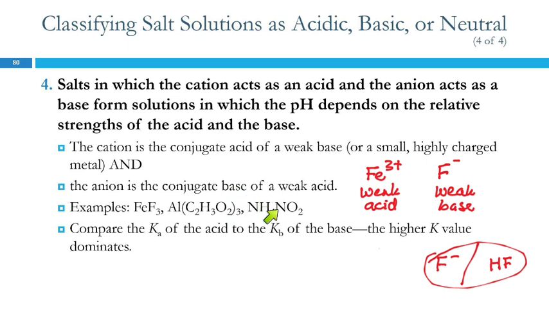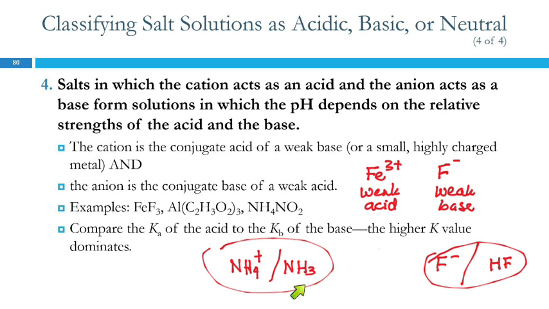Here we've got that NH4+ again. What's the conjugate of that? NH3. So this has hydrogens and it has a plus charge. We could take a hydrogen ion off of it and get NH3. And that's a conjugate acid-base pair. This is a weak base, therefore this acts as a weak acid.